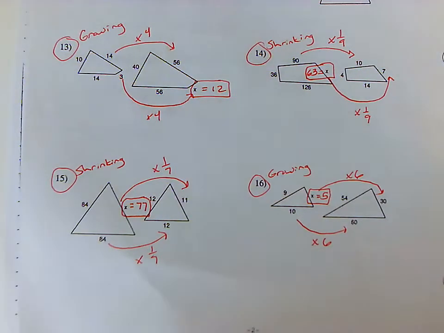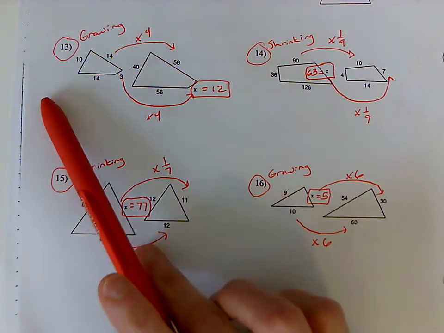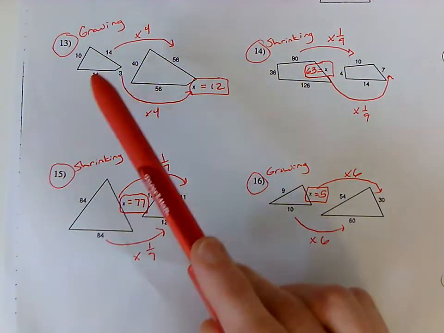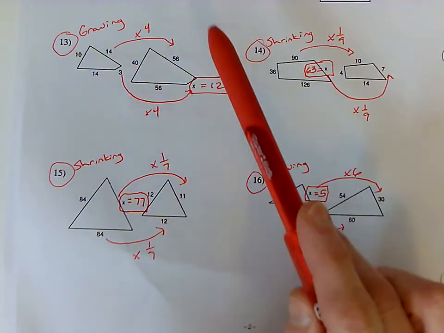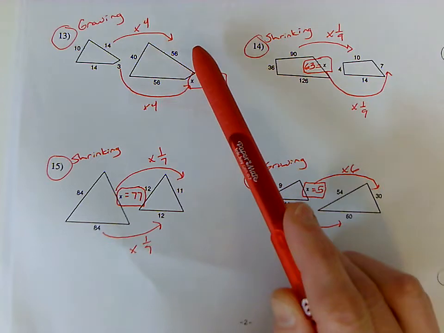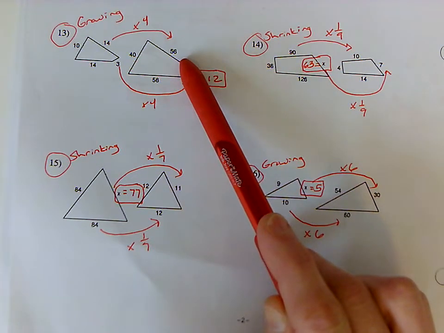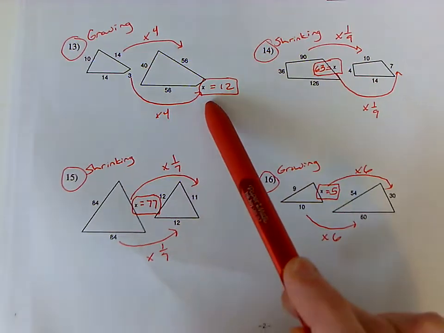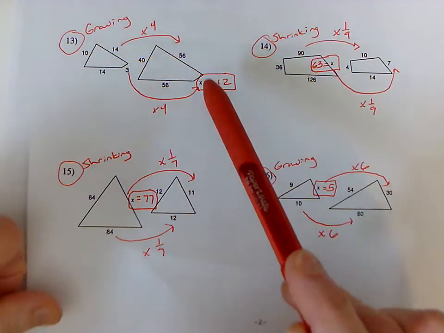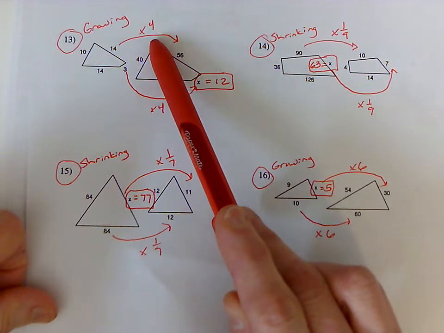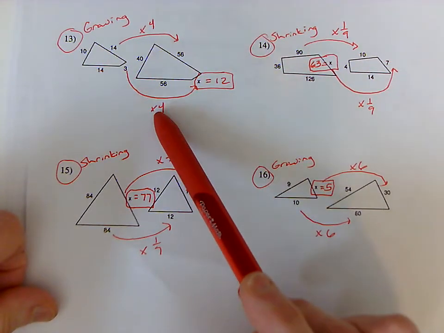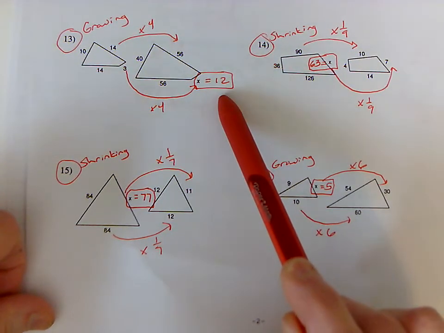I tried to give you a couple different shapes. Number 13, this is growing in size. So 14 times 4 is 56. And this is where the calculator can come in handy, right, to see what times 14 is going to give you 56. And then 3 matches up with this missing side of x. So if this is growing and getting 4 times bigger, this has to grow and become 4 times bigger as well. X is 12.